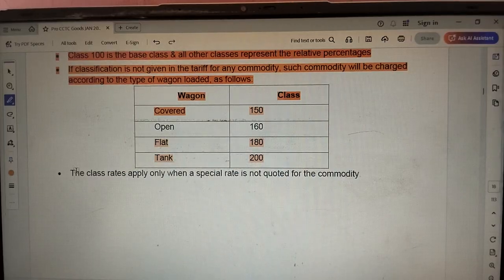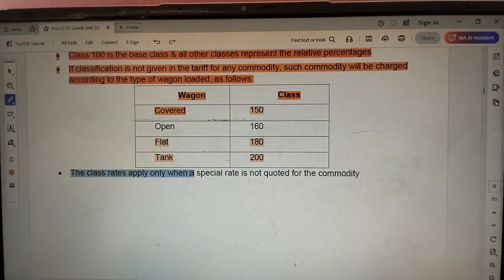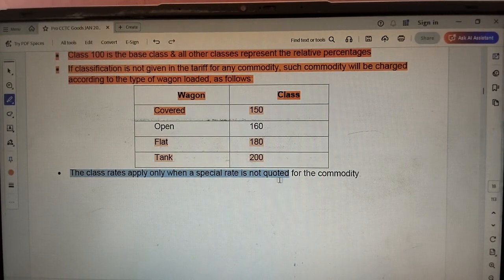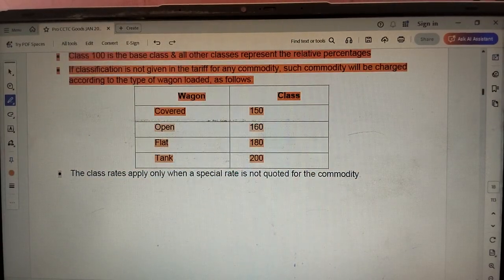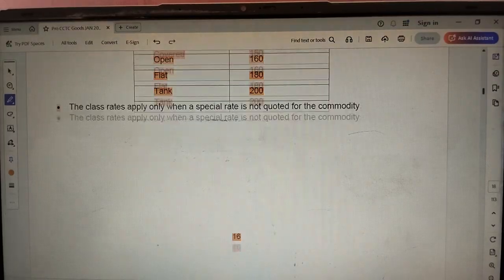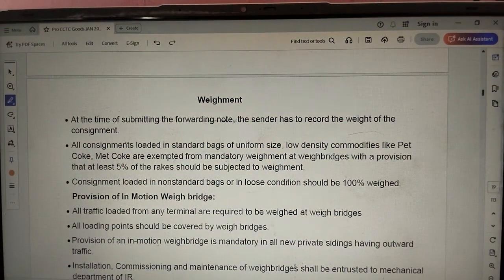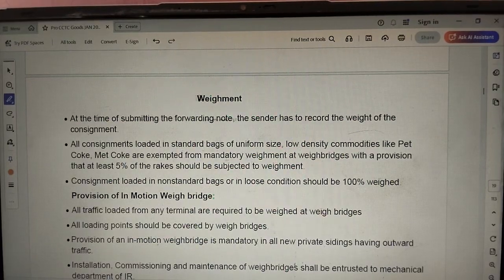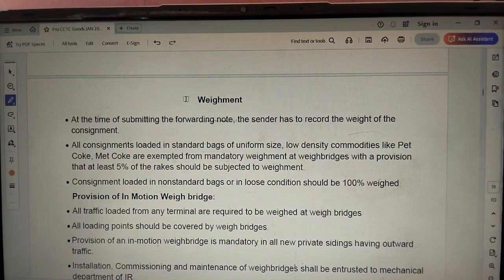These class rates apply only when a special rate is not quoted for the commodity. So this is commodity type and wagon type. This is very important, some questions come from this portion.